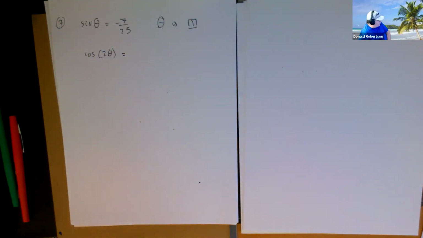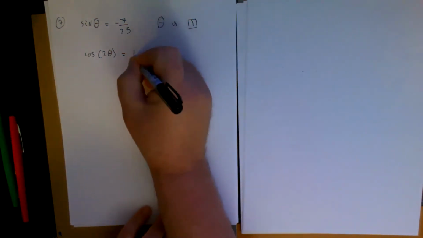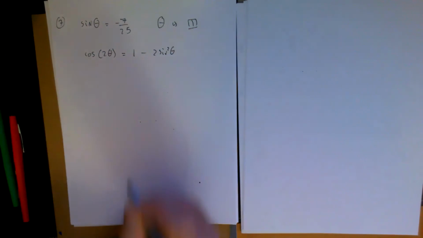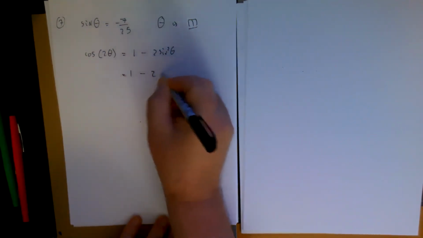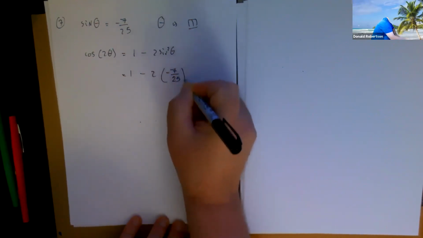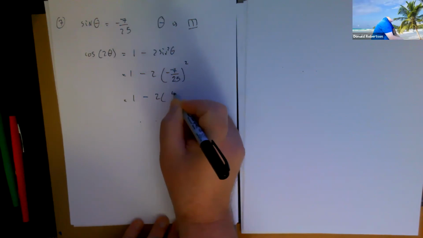There is a formula for the cosine of 2 theta, isn't there? Does anyone know what it is? There's actually 3. Does anybody know any of them? 1 minus 2 sine squared theta. That's a good one to choose. In this case, 1 take away 2 lots of, that's what sine of theta equals, squared. That's 1 take away 2 lots of, what's that?